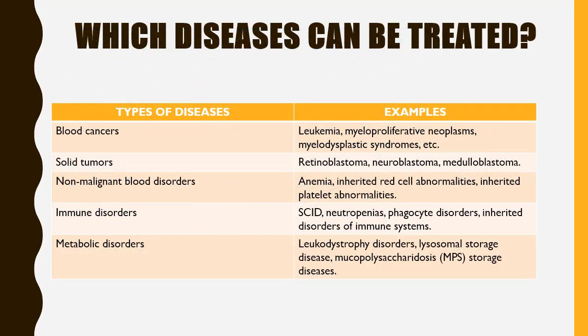After understanding the basic mechanism of this therapy, let's find out the diseases that can be treated by using this technology. These include blood cancers, solid tumors, non-malignant blood disorders, immune and metabolic disorders. And in this table, we have listed some examples for you to look at. And as you can see, there are a lot of diseases that can be treated by stem cell therapy.